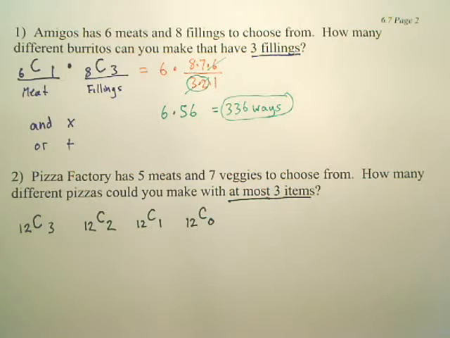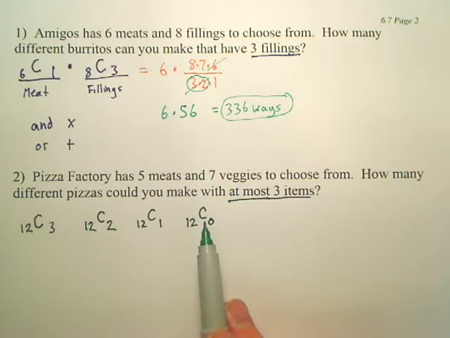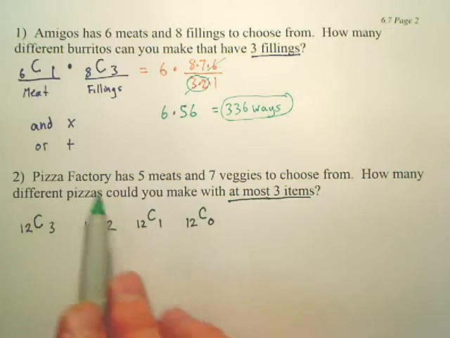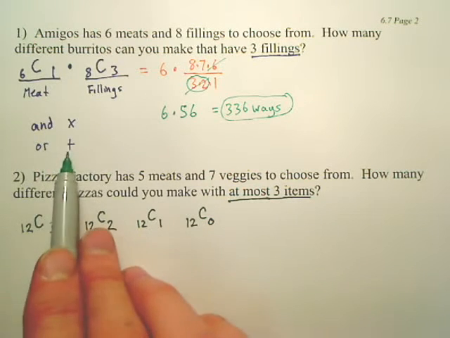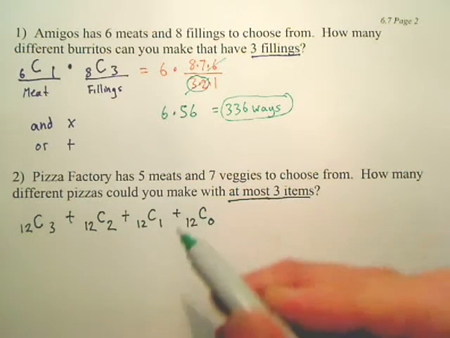Now, one more thing. Is this an or and between these? Are we having all 4 pizzas? No, aren't we having this, or this, or this, or this? What do we say an or is? Plus. Ors are plus.